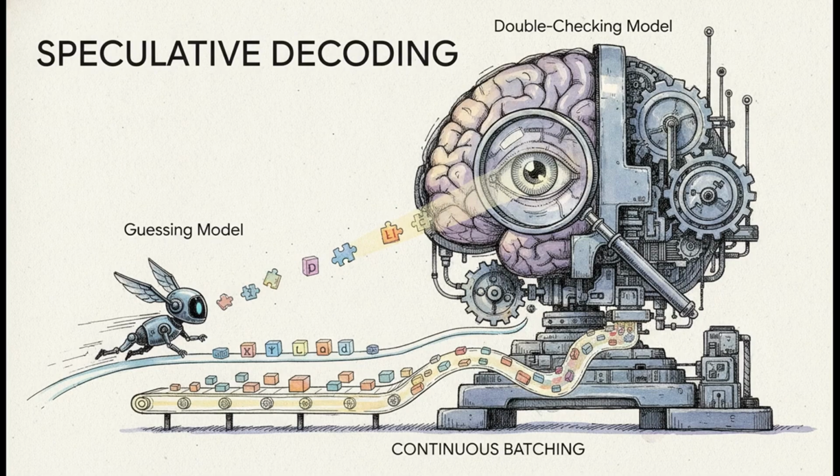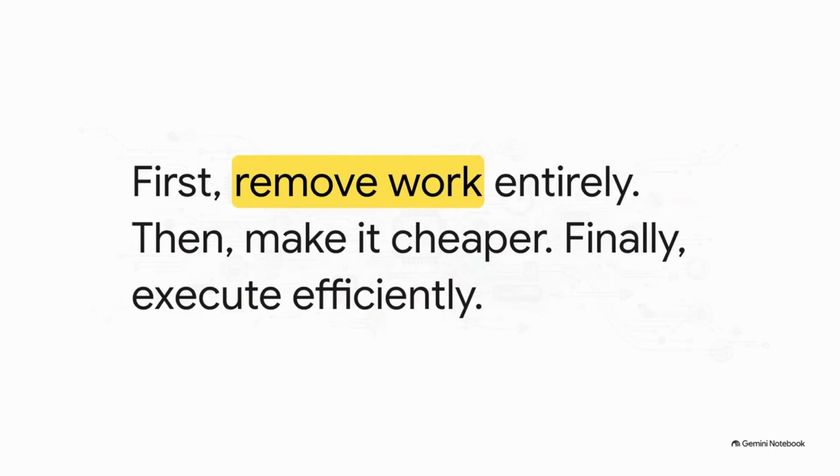But honestly, the coolest trick here is speculative decoding. It brilliantly uses a tiny, super fast model to run ahead and guess the next several words. Then the massive smart model just double-checks the work. Wrap that up with continuous batching to group different users' prompts together, and you ensure the GPU is constantly maxed out.